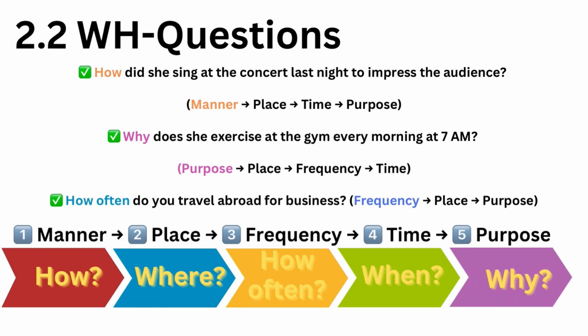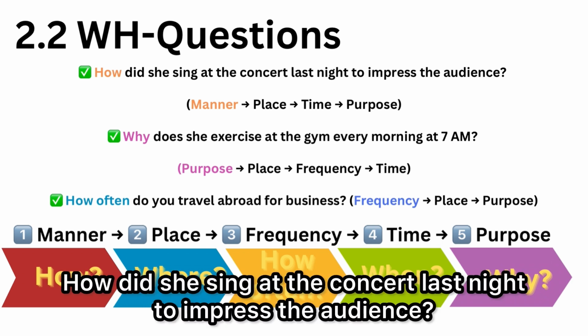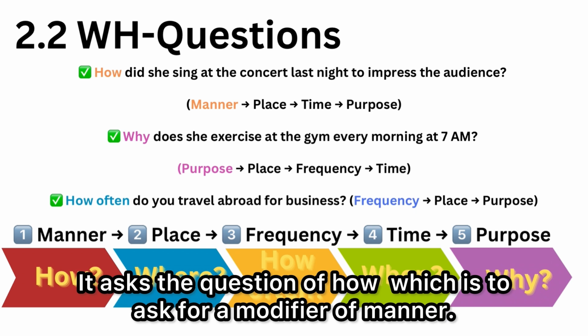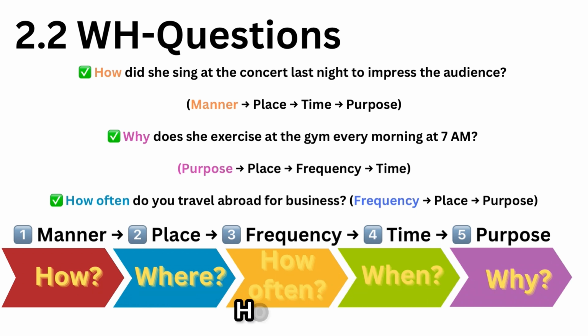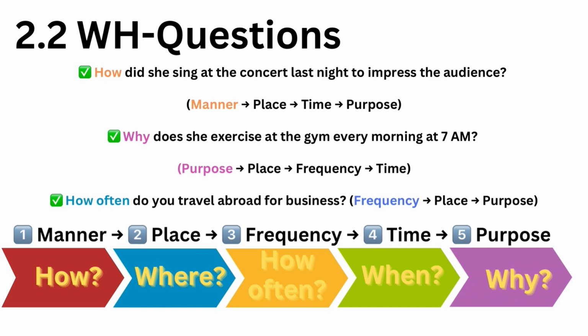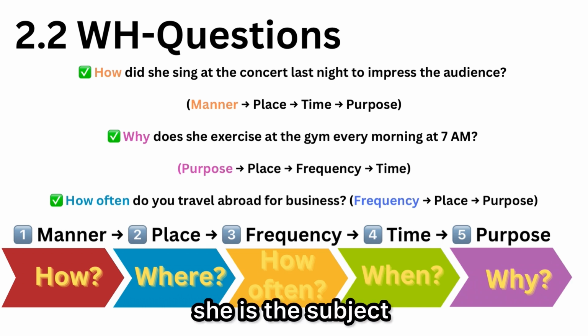Example 1. How did she sing at the concert last night to impress the audience? It asks the question of how, which is to ask for a modifier of manner. How is the WH word. Did is the auxiliary verb. She is the subject. Sing is the main verb.